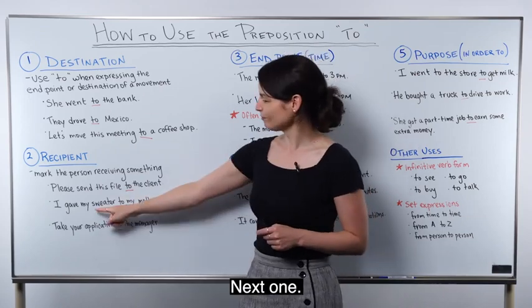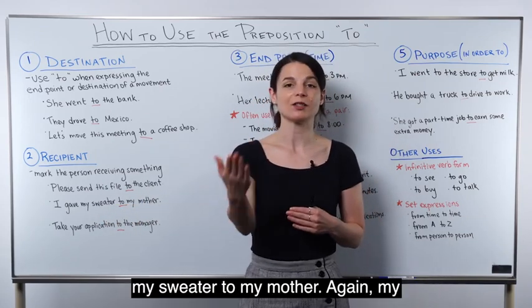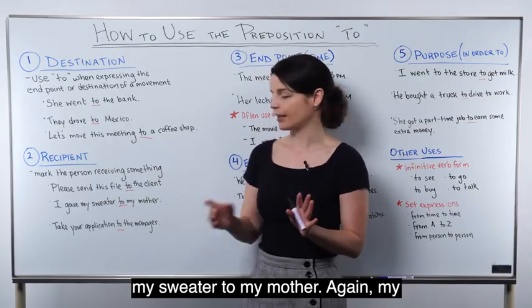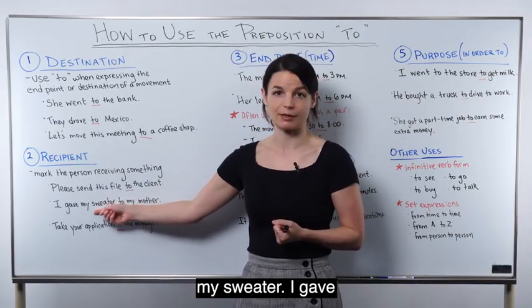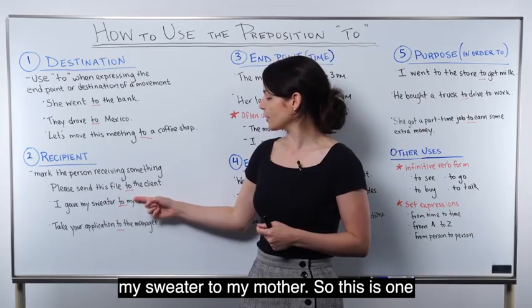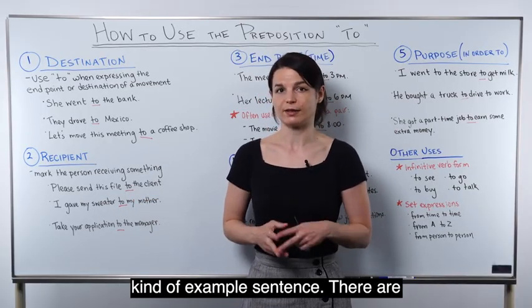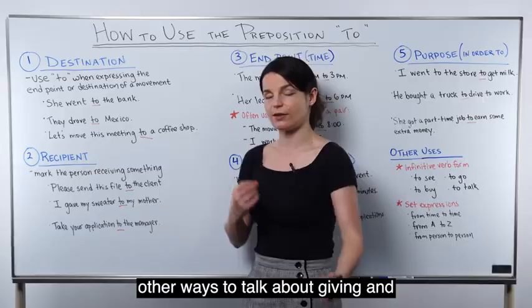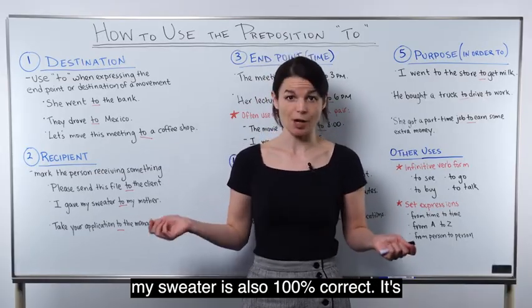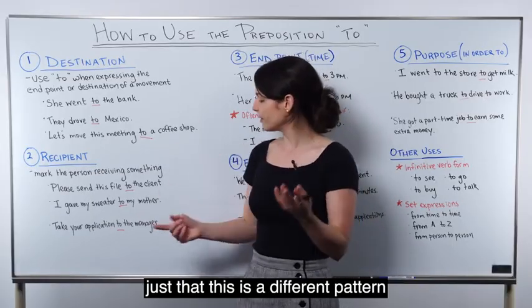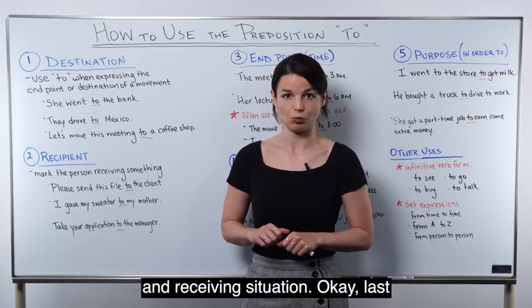Next one. I gave my sweater to my mother. Again, my mother is the recipient of this object, my sweater. I gave my sweater to my mother. So this is one kind of example sentence. There are other ways to talk about giving and receiving. For example, I gave my mother my sweater is also 100% correct. It's just that this is a different pattern that you can use to express this giving and receiving situation.